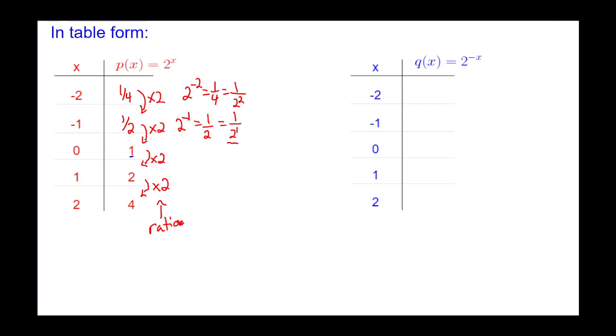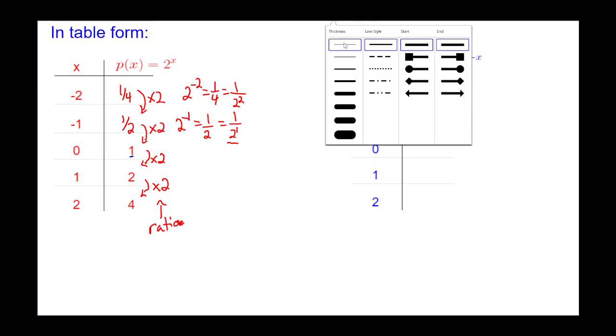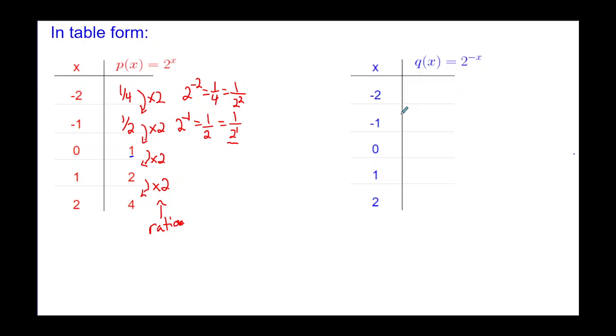All right, let's look at what happens with 2 to the negative x. Maybe we'll start at the very beginning here. So there's my 2, there's the negative, and then the x value here is negative 2. So this is the same as 2 to the negative of negative 2, which is positive 2, so this would give us an answer of 4. This here, 2 to the negative of negative 1, is going to be the same as 2 to the 1, which is equal to 2.